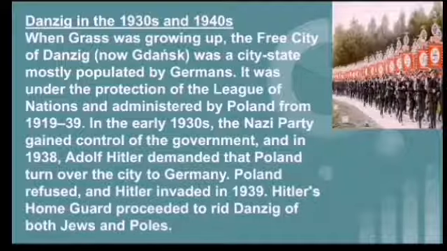When Grass was growing up, the Free City of Danzig was a city-state mostly populated by Germans. It was under the protection of the League of Nations and administered by Poland from 1919 to 1939. In the early 1930s, the Nazi Party gained control of the government, and in 1938, Adolf Hitler demanded that Poland turn over the city to Germany. Poland refused, and Hitler invaded in 1939. Hitler's home guard proceeded to rid Danzig of both Jews and Poles.